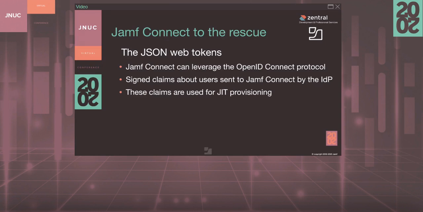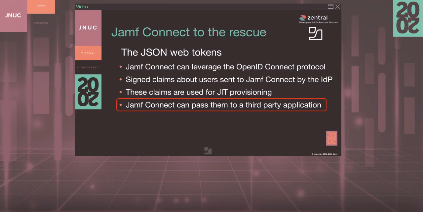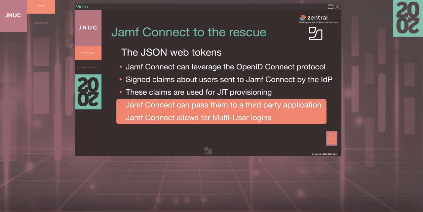These claims are used for the just-in-time user provisioning. And in addition, Jamf Connect can pass them to a third-party application. Also note here that Jamf Connect allows for multi-user login that is gated always by the identity provider. And when combined, this can restore some important functionality, including providing certificates during the initial user provisioning.